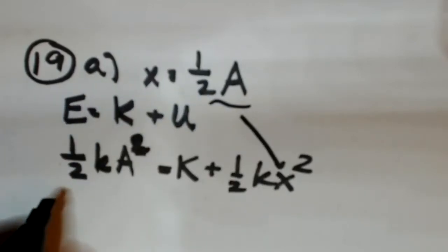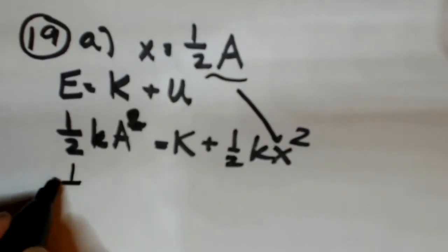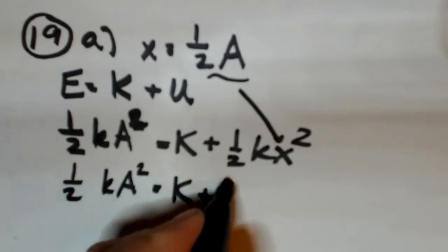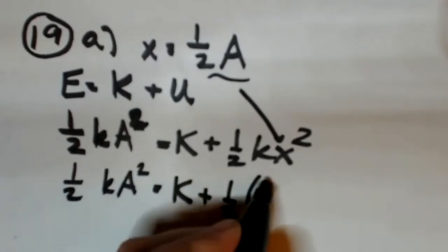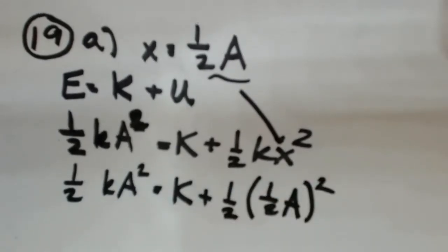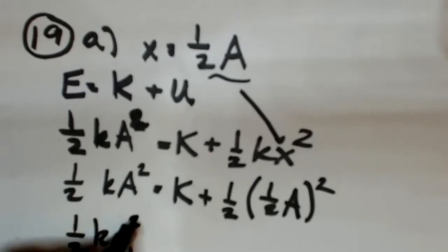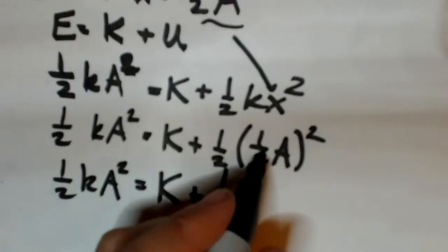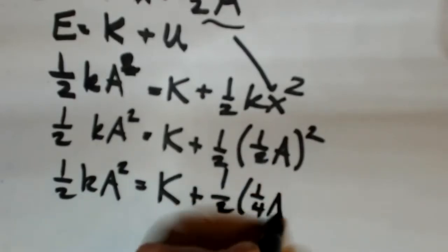Okay, so that gives me 1/2 Ka squared is equal to kinetic energy plus 1/2 K, then I'm going to put in 1/2 A, and then that's all squared. So I just substituted in what they told me in the problem for X. Okay, all righty. So I'm going to bring this on down. 1/2 Ka squared is equal to big K plus 1/2 K. Now, if I square this, I get 1/4 A squared.